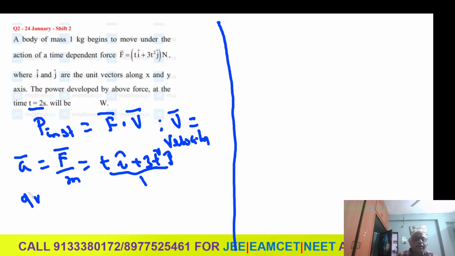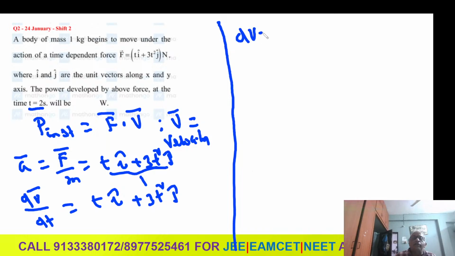Acceleration is dV by dt now. Whenever it is a variable force, you write a = dV by dt. I told you today, 3t square j cap. What is dV? I want to find out dV. Multiply by dt: t i cap plus 3t square j cap, dt. So integration you have to do now.